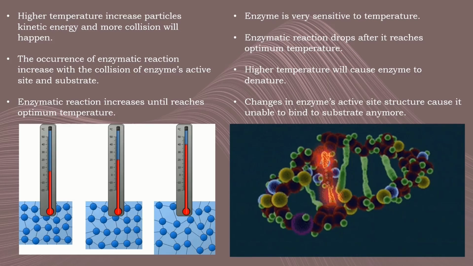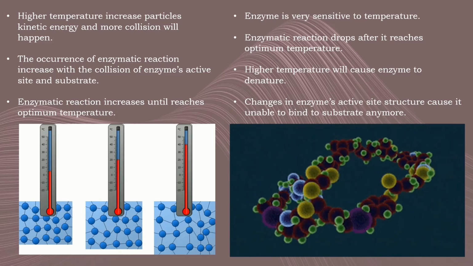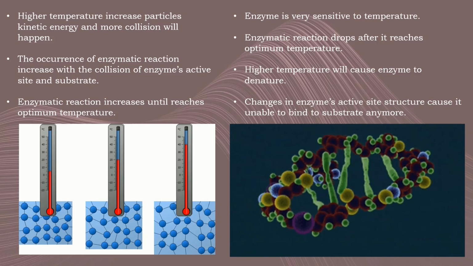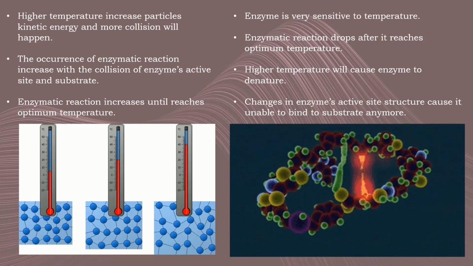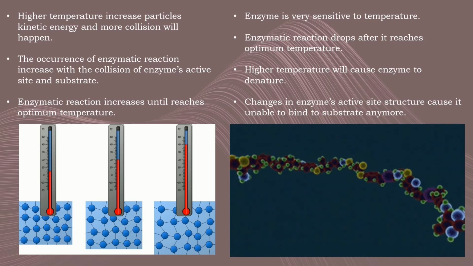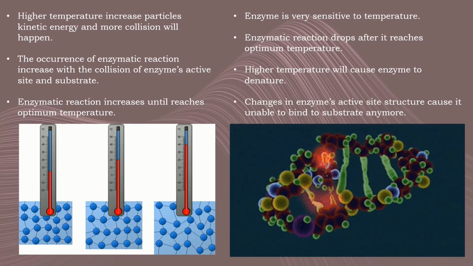By increasing the temperature of substances or compounds, more energy will be supplied, which will lead to an increase in the particles' kinetic energy, and more collisions will happen among the particles, as shown in the animation at the bottom left of the screen. The same goes for enzyme and substrate collisions. The more collisions happen between the enzyme's active site and the substrate, the more the enzymatic reaction will increase.